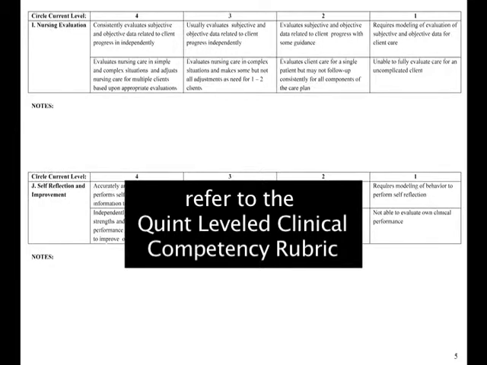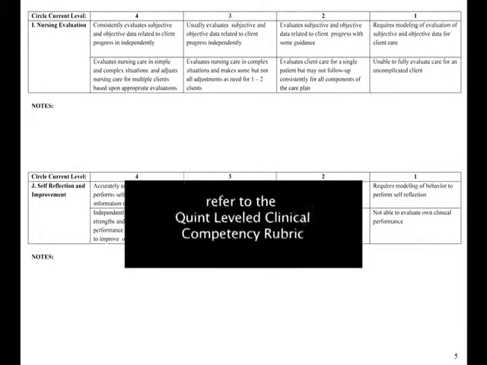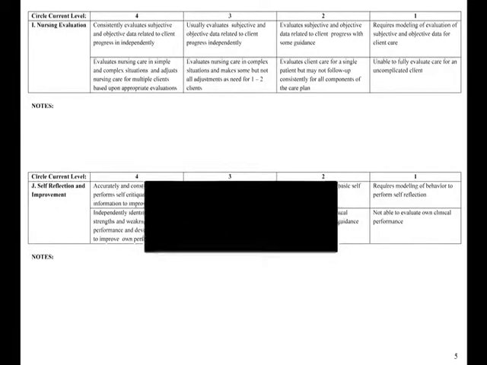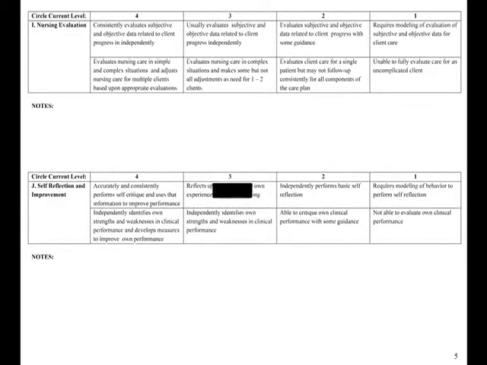Finally, in the area of self-reflection and improvement, I'm going to indicate a score of 2 for the first item because the student performed a self-assessment. However, prompting was required. I'm going to assign a score of 3 for the second item because the student independently identified her strengths and weaknesses. So for this area, the overall score is a 3. So in order to assign a score, we will add up the overall scores from each of the areas and come up with a 29 out of 40.